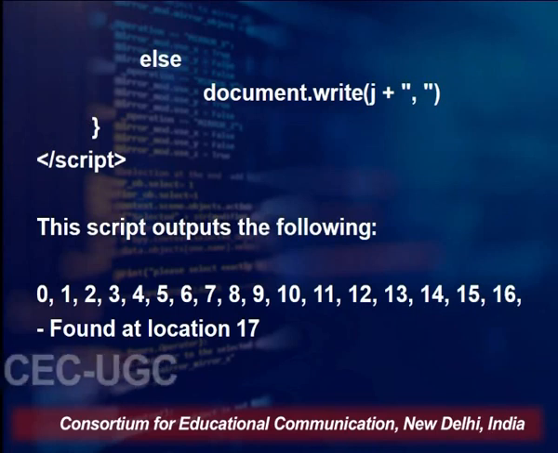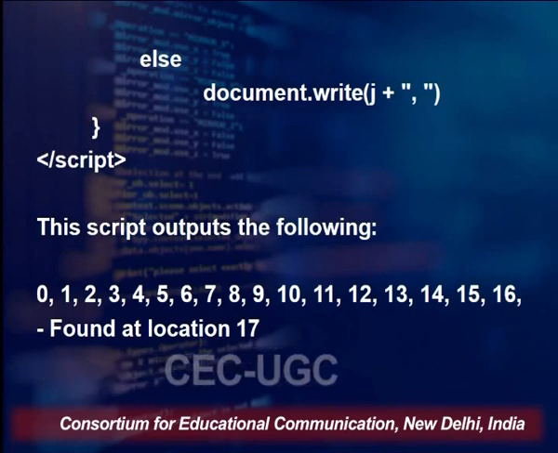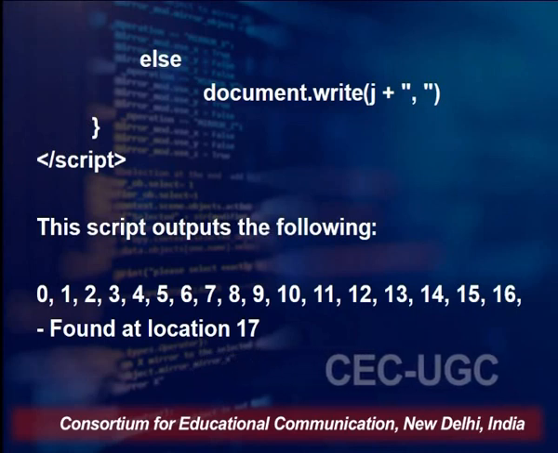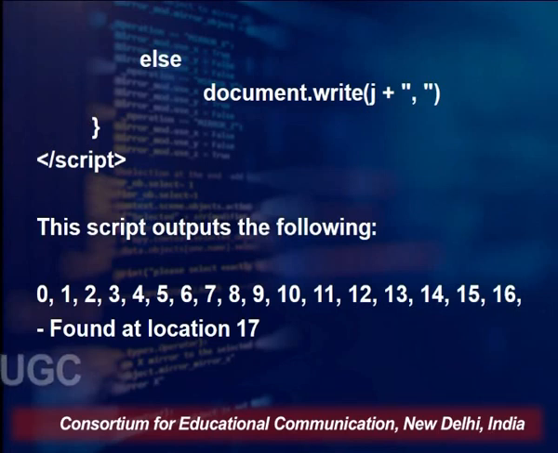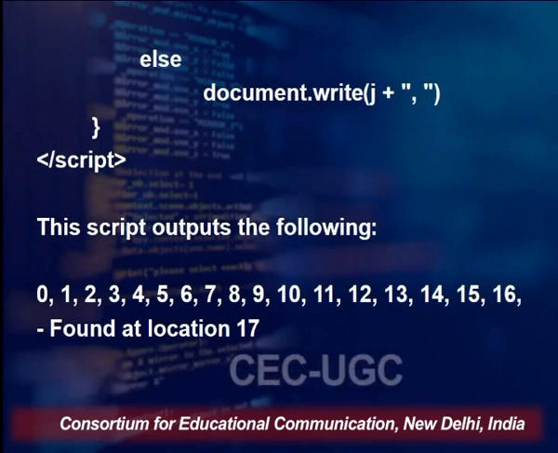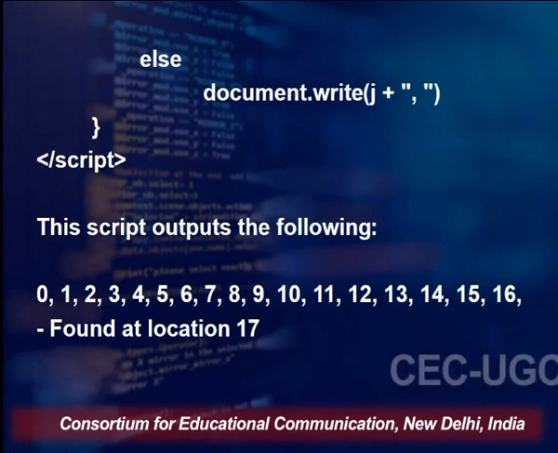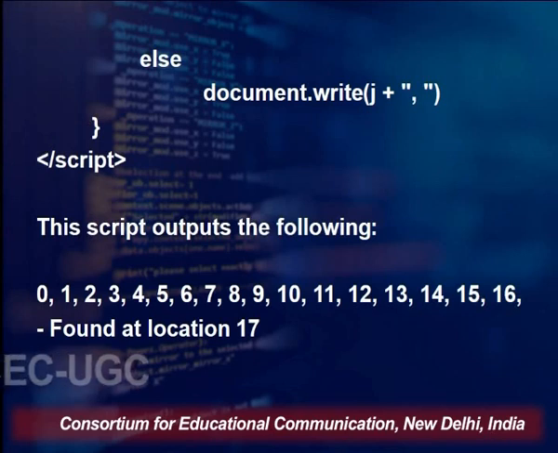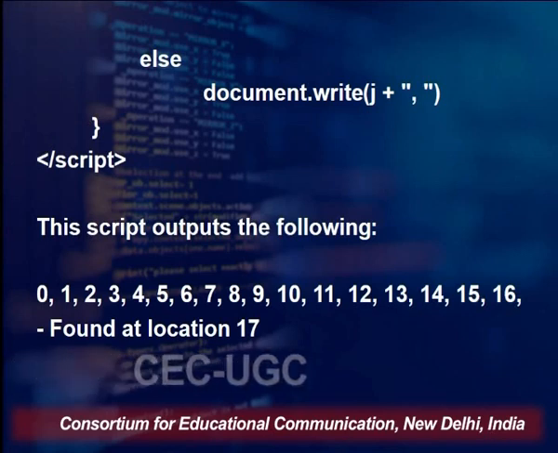Till the index 16, the needle is not found, so it is simply printing the index, it is going into the else part. But when it reaches the index 17, of course the condition will be true, and it will print the message found at location, and because it is found at the 17th location, it will print that.